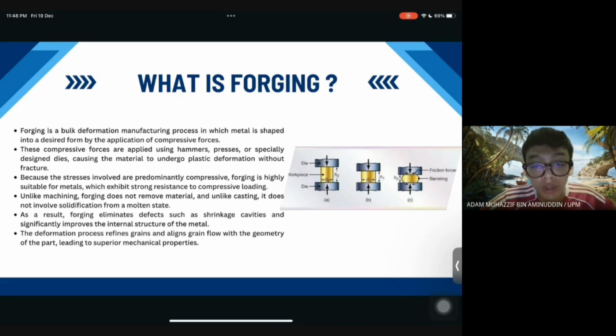This is possible because the stresses involved are mainly compressive stresses, which metals can withstand very well compared to tensile stresses. Unlike machining, forging does not remove material, so there is minimal waste. Unlike casting, forging does not involve melting and solidification, so defects such as shrinkage cavities are avoided. As a result, forging significantly improves the internal structure of the metal. The deformation refines the grain structure and aligns the grain flow with the shape of the component, which leads to superior mechanical properties such as higher strength and toughness.